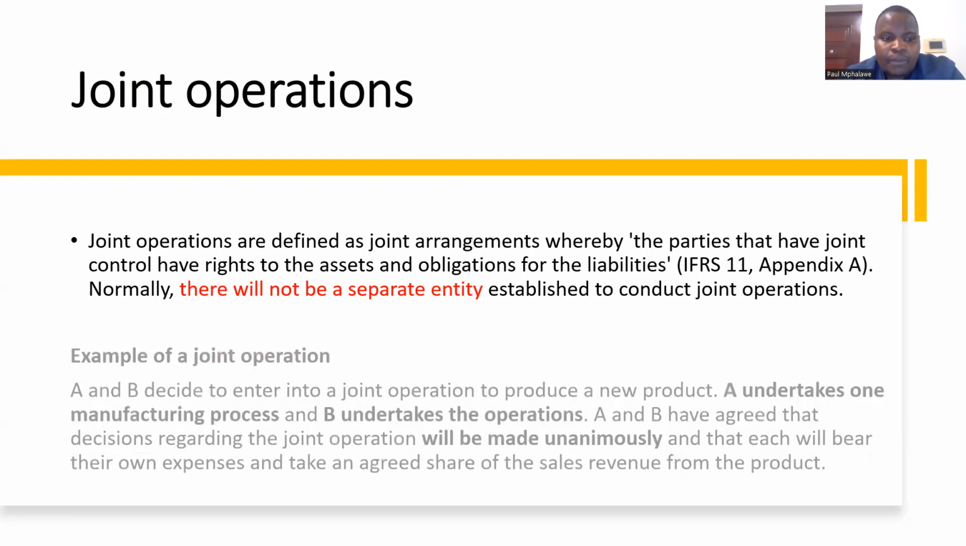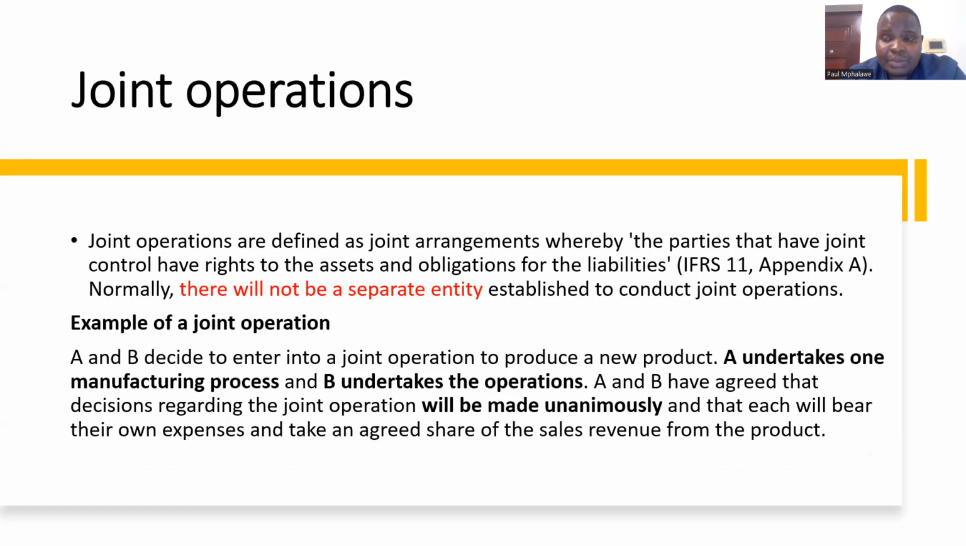That's the significant part. An example: A and B decide to enter into a joint operation to produce a new product. A might undertake one manufacturing process and B undertakes another process, or runs operations for that new product to be on the market. A and B have agreed that decisions regarding the joint operation will be made unanimously, and that each will bear their own expenses and take an agreed share of the sales revenue from the operation.